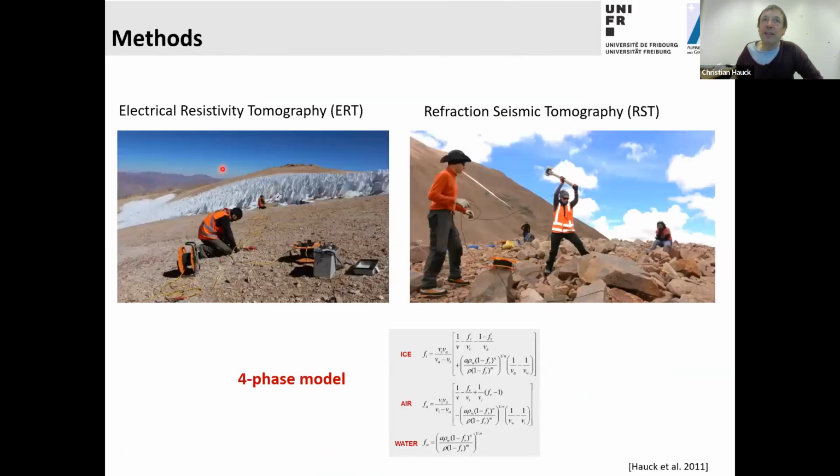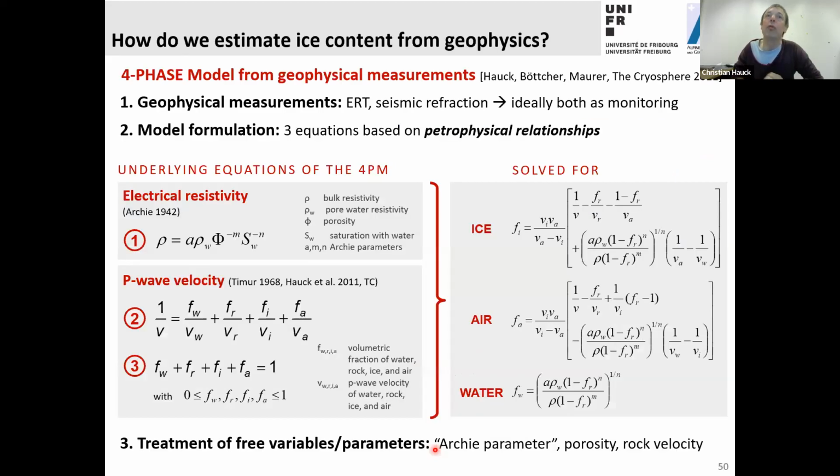And what we did is we did these electrical resistivity measurements and we did the seismic measurements, and then we combined the data, the measured electrical resistivities and the measured P-wave velocities to calculate ice content, air content, and water content on the same profile. And this is based on Archie's law, for those of you who are familiar with that.